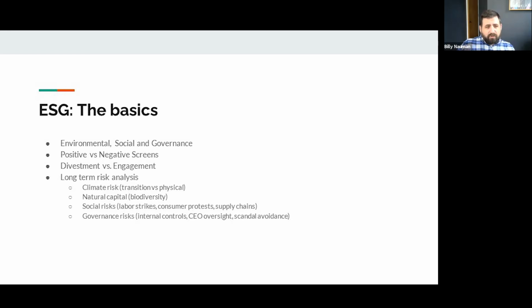There's also a lot of talk now about the risk analysis around issues like biodiversity, natural capital, how companies are thinking about water and other resources that don't really have a place on the balance sheet.